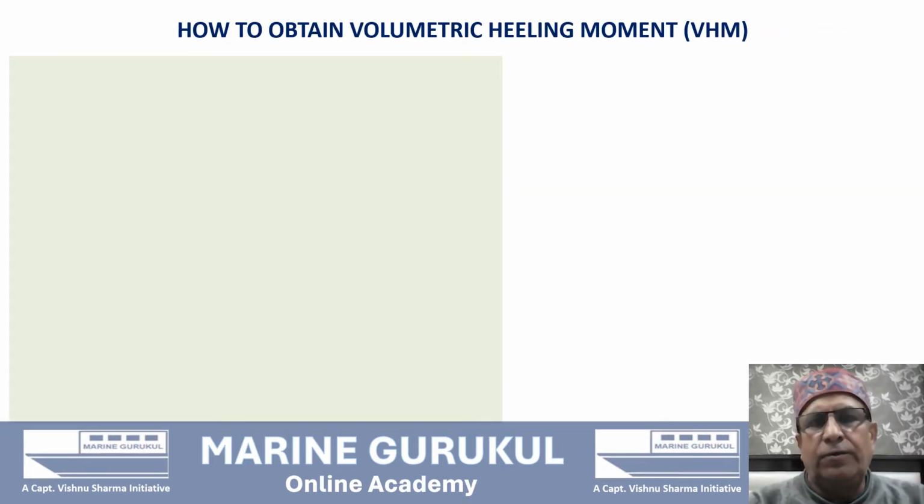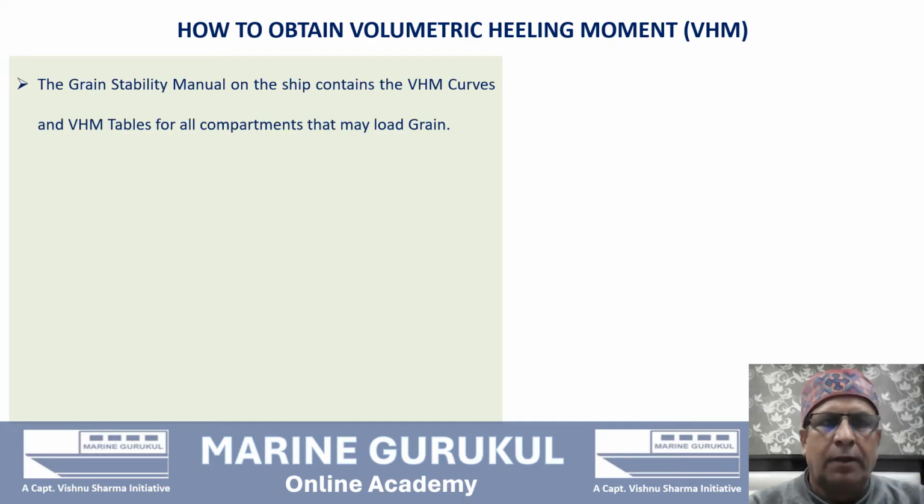The new thing that we have to learn is how do we obtain the volumetric heeling moment of a ship which may be loaded with grain. Why? Because if we recall the lambda 0 formula in video 1, the numerator of that formula was assumed volumetric heeling moment. The grain stability manual on the ship contains the volumetric heeling moment curves as well as volumetric heeling moment tables for all the compartments that may load grain.